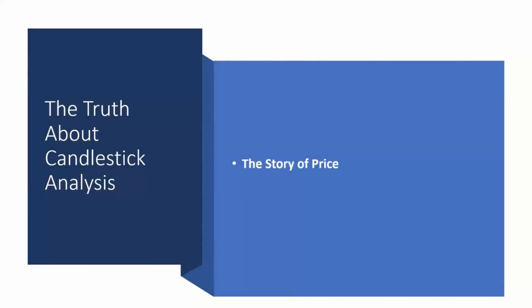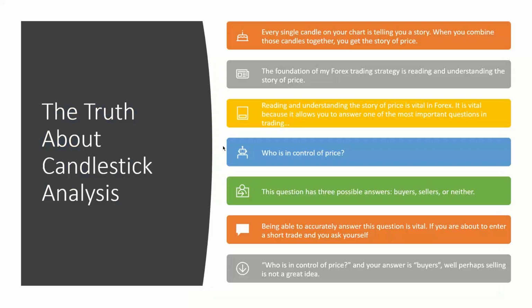So as you can see, it's a whole bunch of memorization of all of these little things called morning stars, evening stars, 3 white soldiers, 3 black crows, hammers, engulfing patterns, and it goes on and on and on. But the truth about candlestick analysis, it's really about this: how do you use it to interpret the story of price?